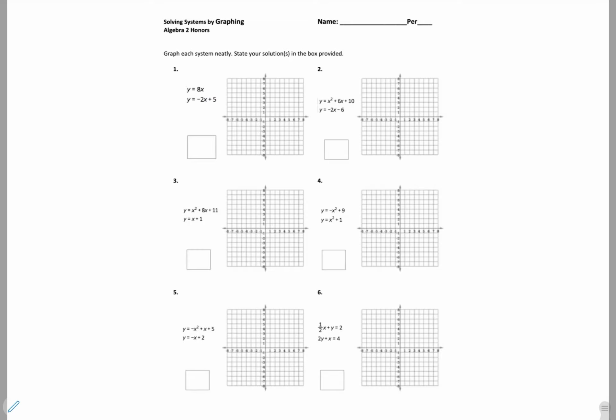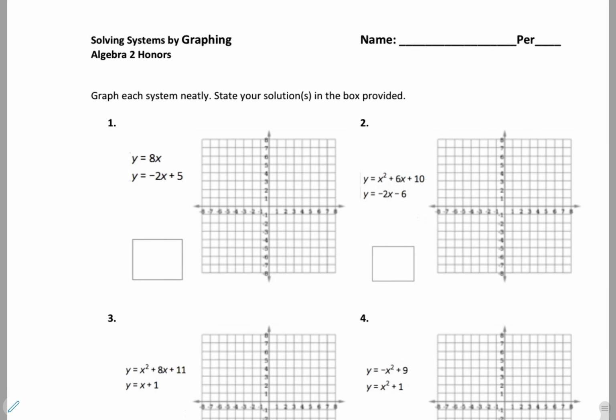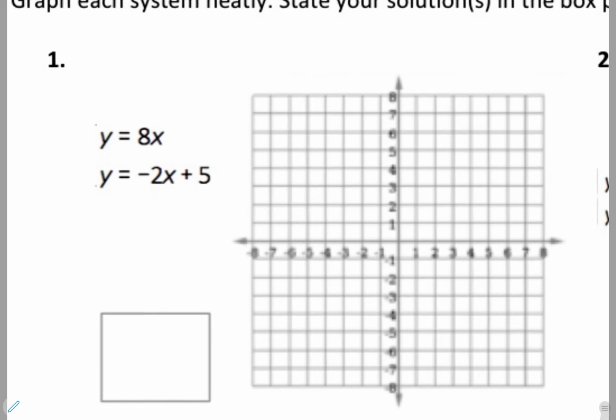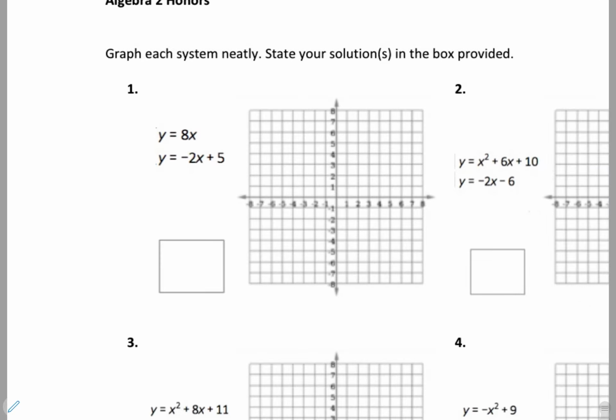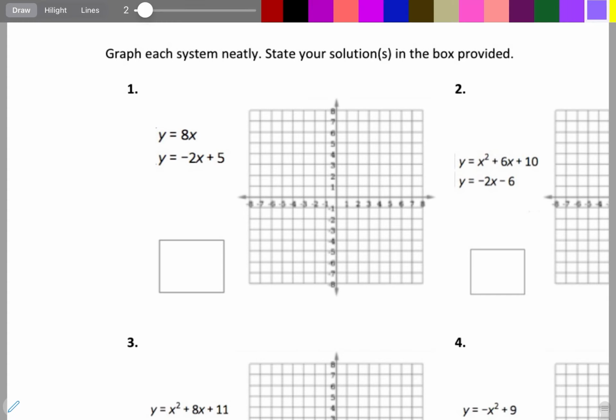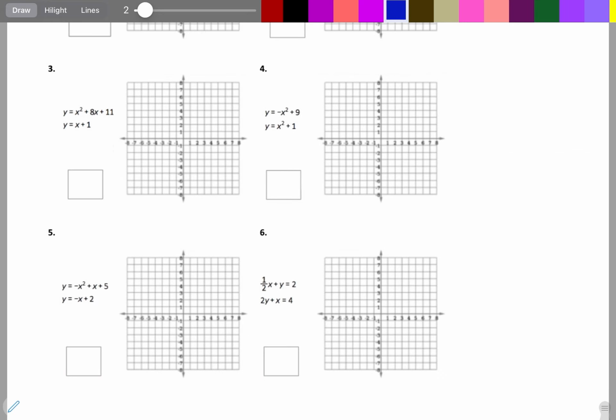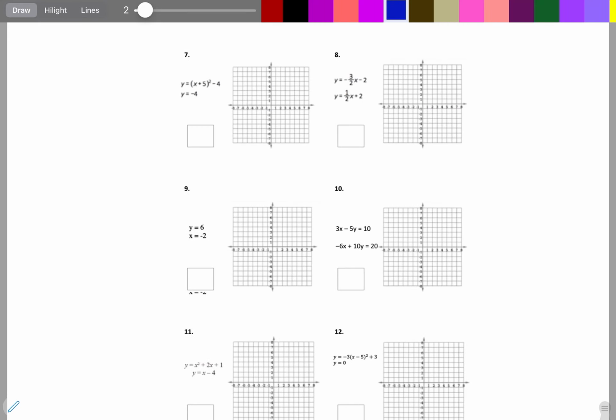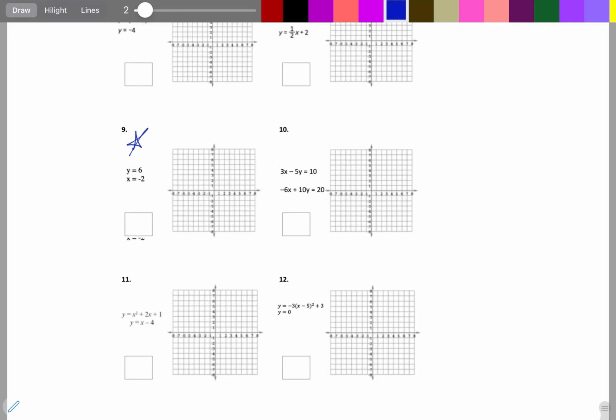All right, so let's get through some of these examples real quick. This is from your prep work, solving systems by graphing. What we want to do right now is focus on our linear situation. So that's going to be problems 1, number 6 right here, it's a linear situation, number 8, number 9, and number 10. Gonna knock these out real quick.